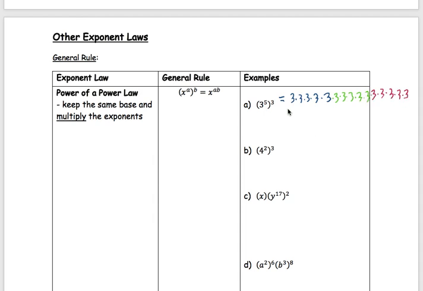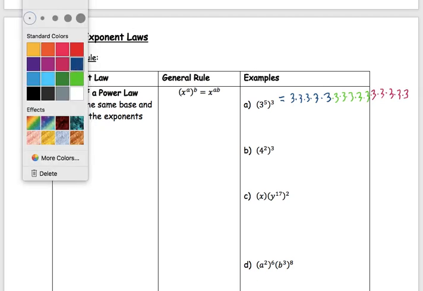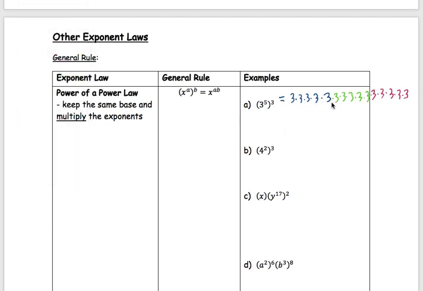Okay, so there's the first set of 5. Here's the next set of 5, and there's the last set of 5. So that's what's happening there. So when we clean this all up, you're noticing, oh, it's 3 to the 15. Okay, so then when you go through, you will get a really big number here.